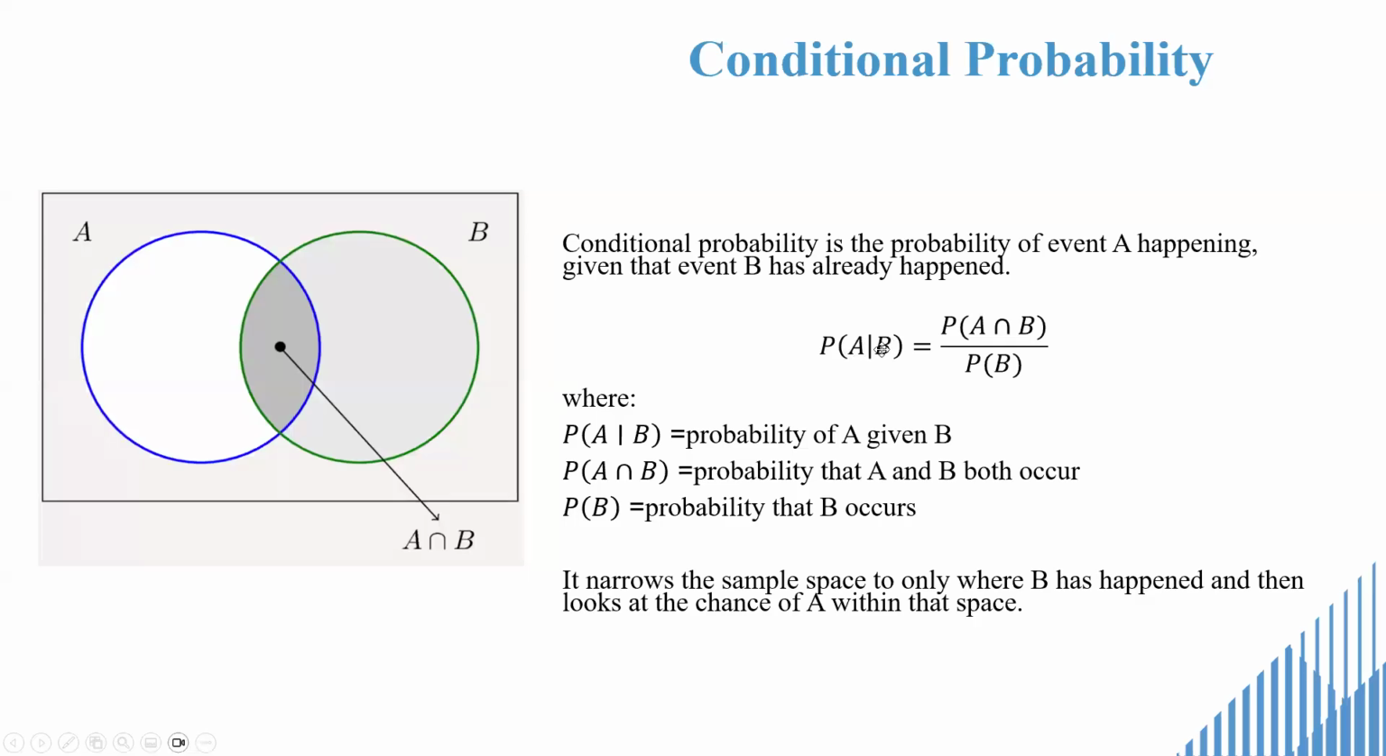Probability of A given B is equal to probability of A and B divided by probability of B. Because B is given already, you will just divide by the intersection of this one. So you need this portion. It narrows the sample space to only where B has happened and then looks at the chance of A within that space. Yes, Zahra.